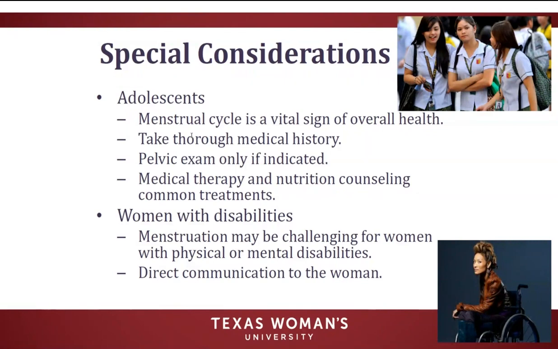So for these young women, medical therapy and nutrition counseling. So some young women are going to be overweight, and that's why they're having menstrual difficulties. Some are going to be underweight, and that's why they're having menstrual difficulties as far as nutrition goes. Talking to a young woman about weight, whether that's under or over, is a very sensitive topic. As you know, we are all grown women, and we don't typically want to talk about our weight.